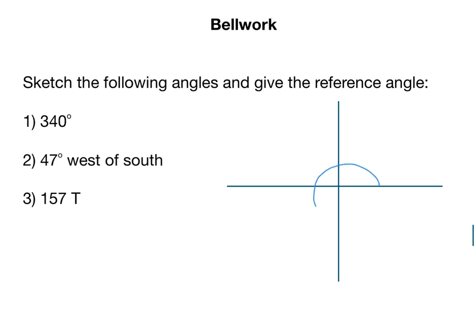That's 90, 180, 270. All the way around would be 360. So I'm going to just stop short of 360. That is my 340 degree angle. My reference angle is how far away I am from the closest x-axis. So what is my reference angle for this one? It's just 20 degrees. Remember, when you're in this quadrant, you're going to take 360 minus your angle to get your reference angle.